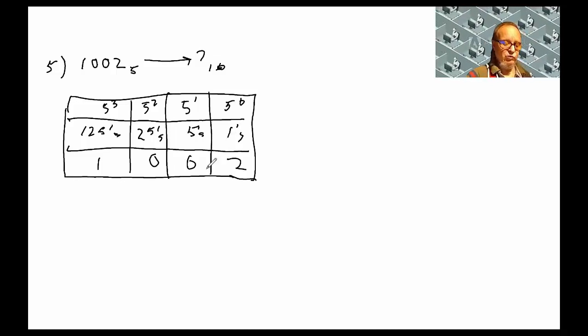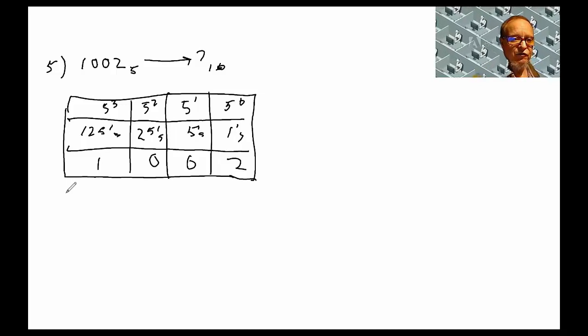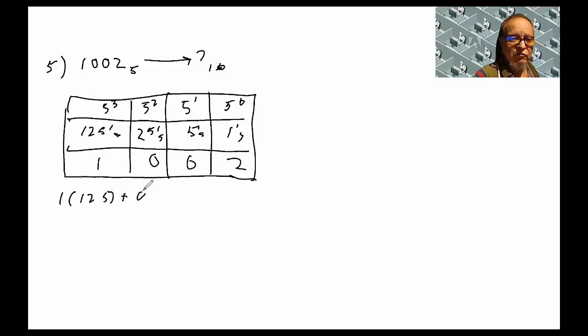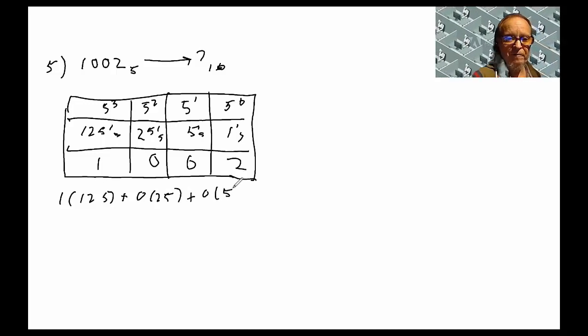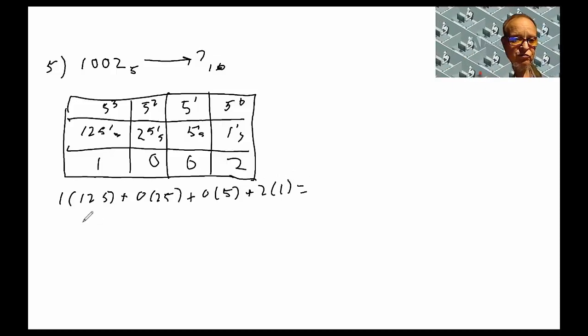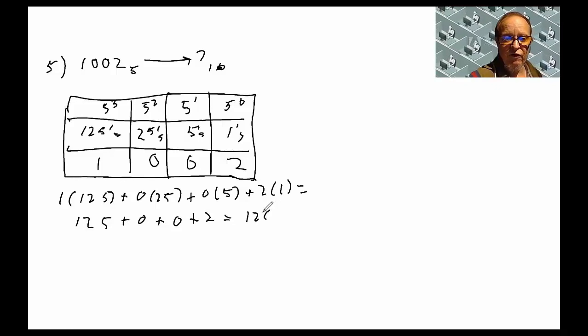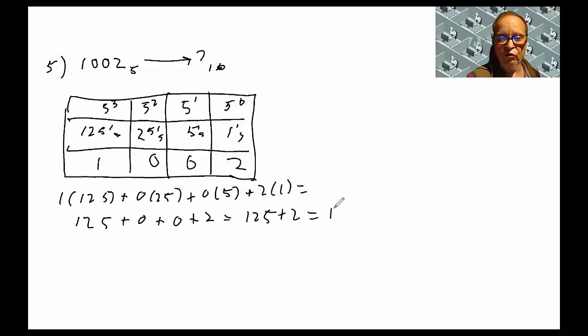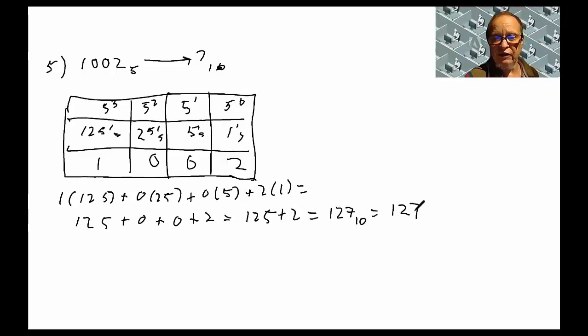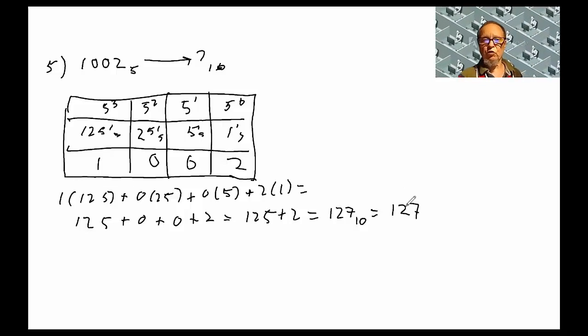Now, as we did before, we take the first one and we multiply that by 125, plus 0 times 25, plus 0 times 5, plus 2 times 1. So that's equal to 125 plus 0 plus 0 plus 2. So that's 125 plus 2. So that gives us 127 base 10. But we usually will just write 127 since this is our usual base.